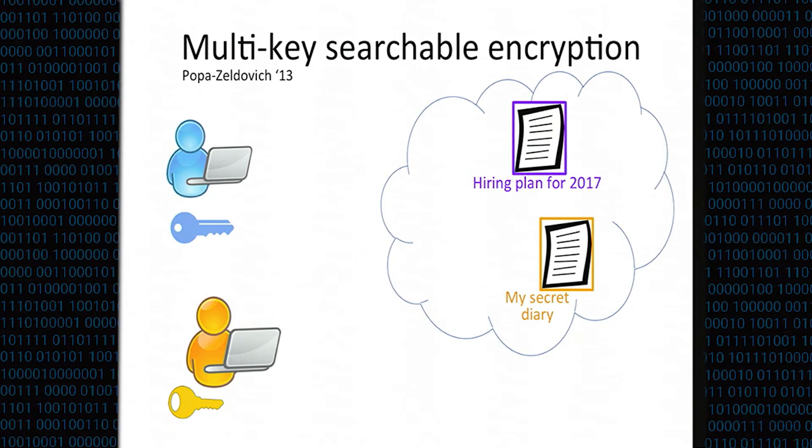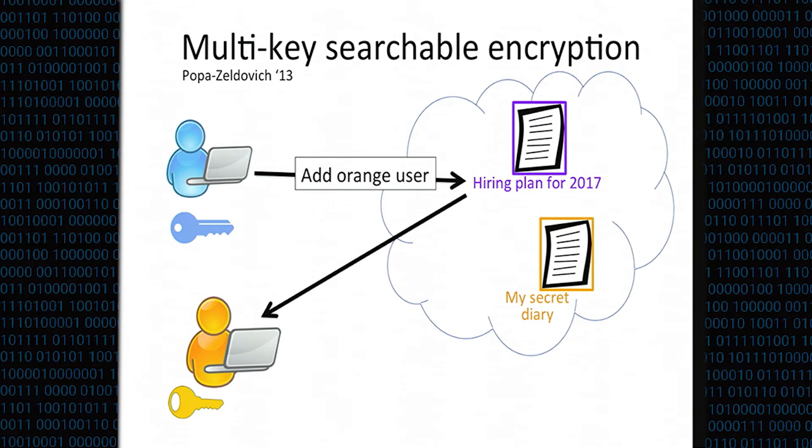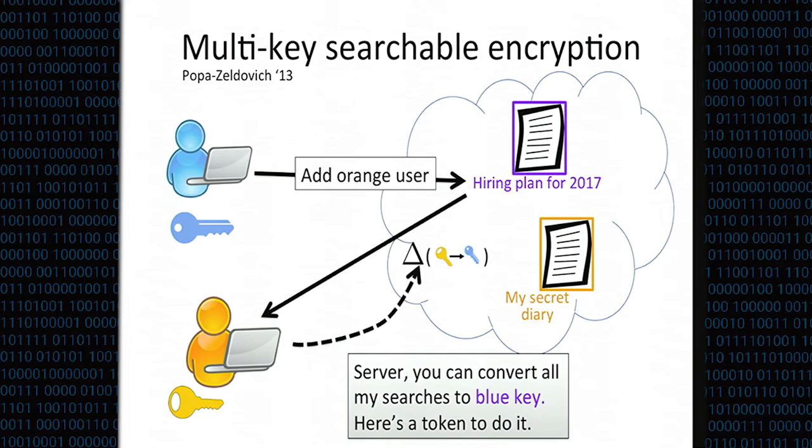So in 2013, Popa and Zeldovich invented a pretty clever scheme that gets around this by allowing the blue user who creates the shared document to essentially add the orange user to the document. And the orange user, rather than getting the key for the document, gives a kind of conversion token to the server. This token essentially gives the server the ability to convert queries under the orange user's own key to queries under the key of the blue document.